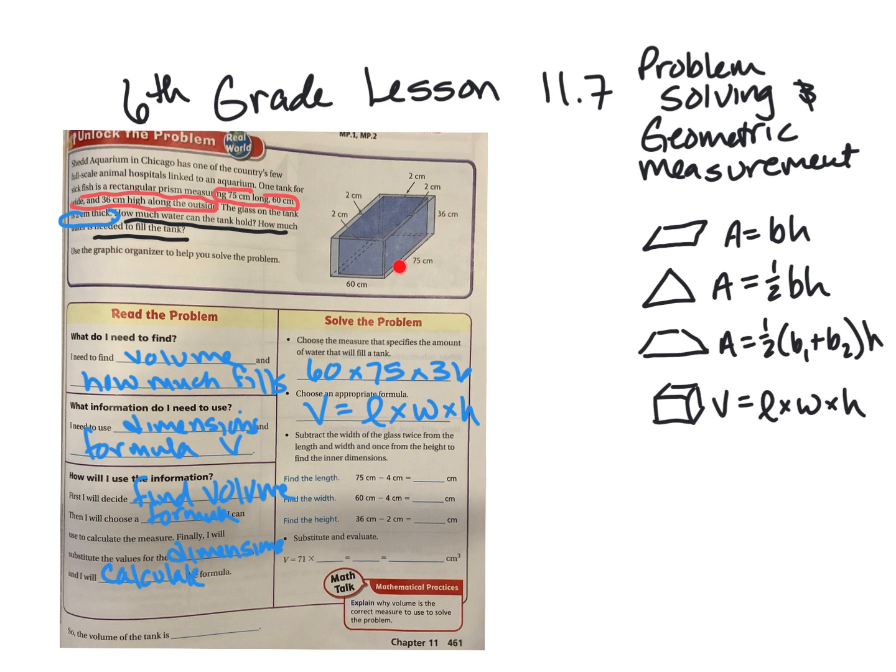This 75 is the whole length of the outer glass, but let's take 2 centimeters off over here and 2 centimeters off over here because we want to know how much water fills in there, and the water's not going where the glass is at. So 75 minus 4 is going to give me 71. Then we're taking this 60. Again, 60 is the outer part. Take 2 centimeters off from this side and 2 centimeters off for the glass on that side, making that 60 minus 4, which is 56. And then I will do 36. The top is open, so I don't have glass bothering me there, but 2 centimeters taken off of the bottom. 36 minus 2 is 34.